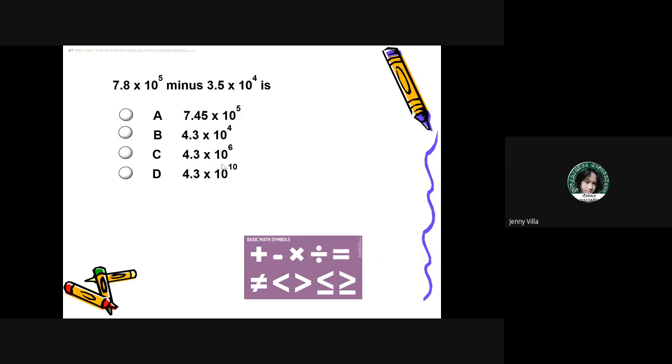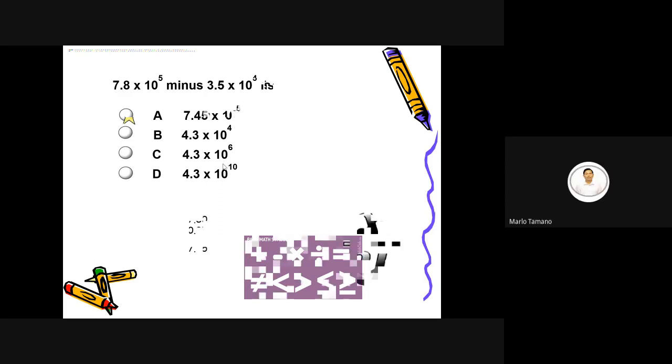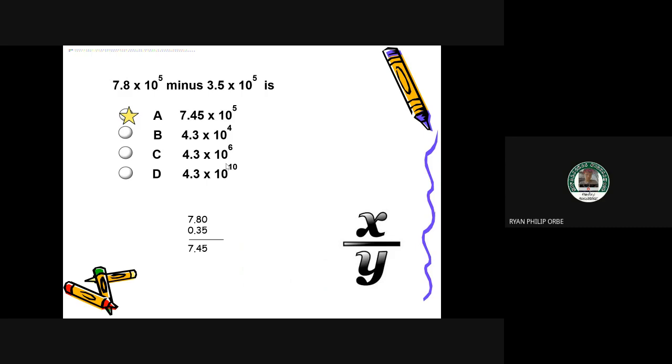Letter A po. Letter A. Move the decimal point. So, A po, sir. 7.8 plus... minus 0.35. I repeat, 7.8 minus 0.35. Anong sagot? Letter A? Letter A daw. Tama. Ito na po yun, 7.80.